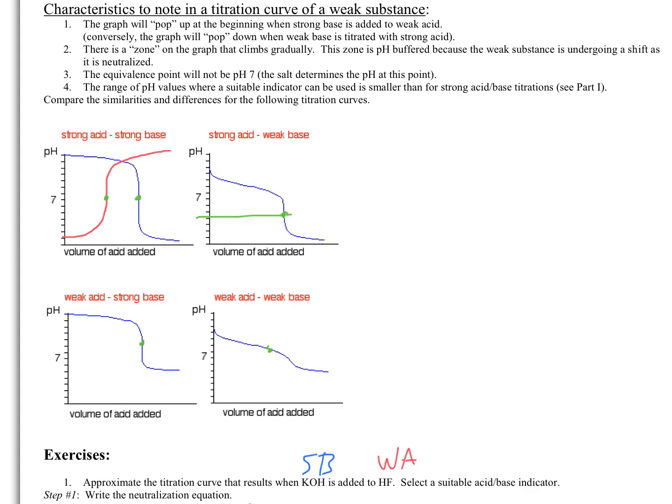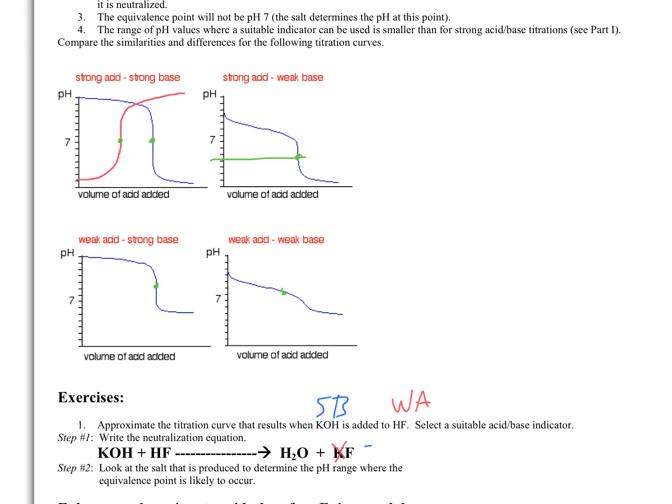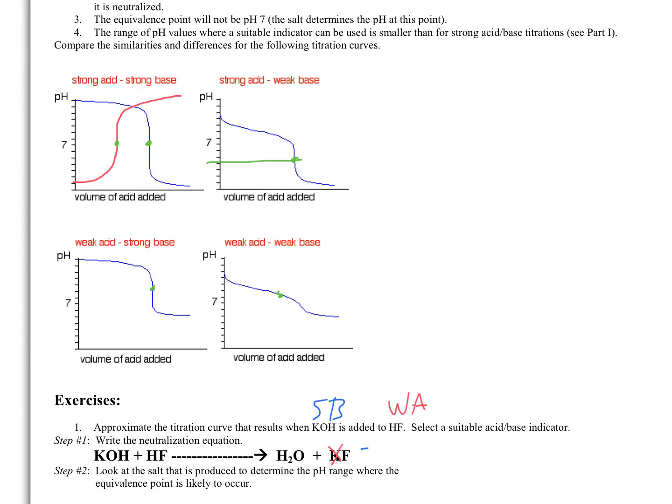So first we write the neutralization reaction. The two react to form water and KF. You should immediately notice that that K does not play a role. It comes from a strong. So we end up really with an F- ion. We can look at the salt to decide what pH range we're going to be at for our equivalence point.